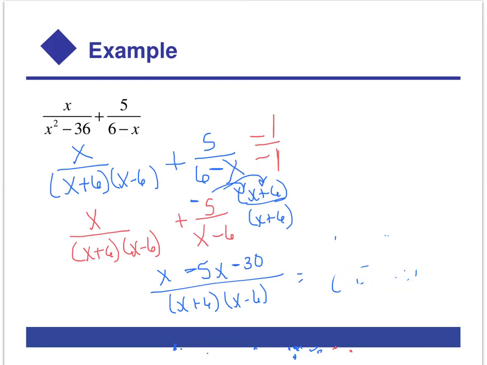So let me clean this up a little bit. So now we wind up with positive x minus 5x gives me minus 4x minus 30 over x plus 6, x minus 6. Now, can that simplify any further? It cannot, and we are done.